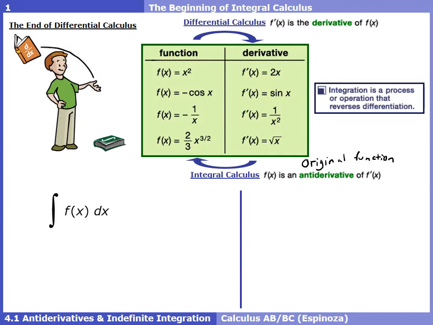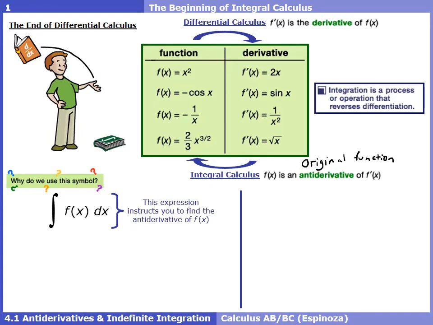Now that we're starting this new portion of calculus, there's a bunch of new notation and vocabulary that we're all going to have to be okay with. The first is what we're going to see a lot in this chapter and from here on out in this course, and it's this notation that you see right here. Why do we use this weird symbol to show integration? Well, we'll get to that in 4.3, but for now you just need to realize that when you see this expression, it's instructing you to find the antiderivative of f of x, and this little dx is telling you to do that with respect to x.